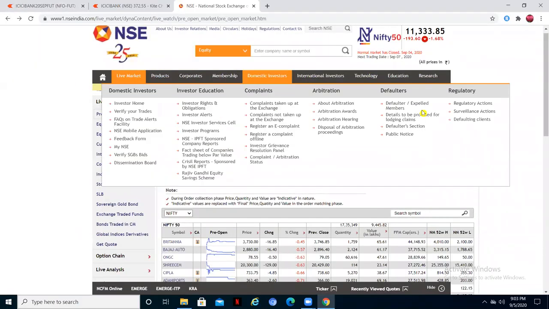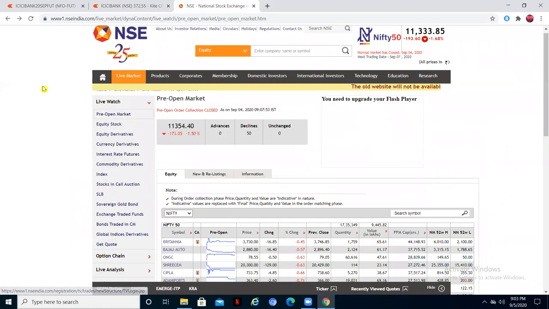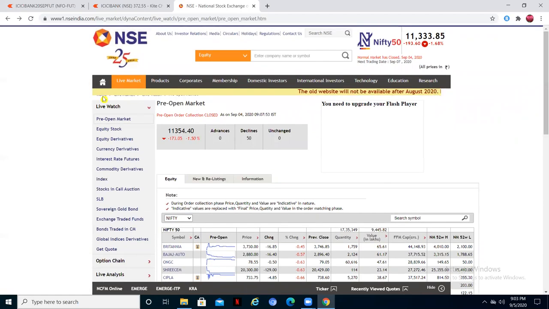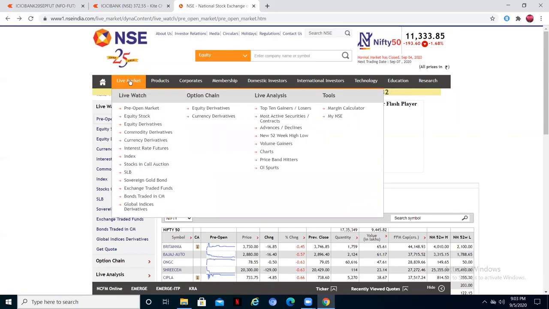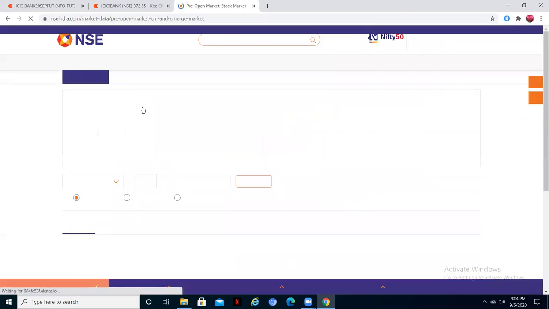So I'm starting with the stock selection for the pre-open market strategy, which is for the gap up and the gap down, which is very easy. For that, you will be opening the NSE's website at 9:10 a.m. in the morning. After opening the NSE's website, you'll go to live market. Here you can see there is an option which says live market, and you will be opening the pre-open market.